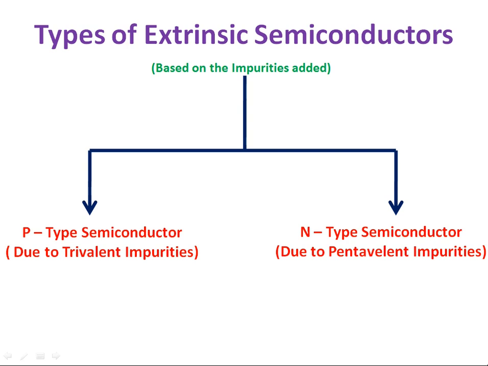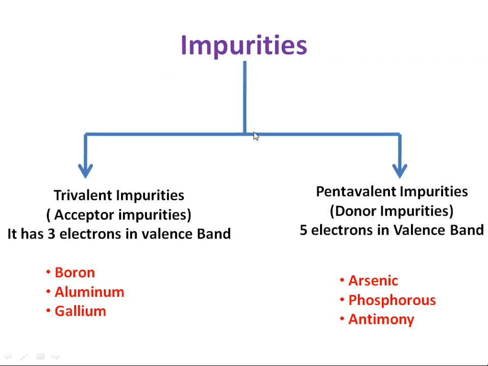These are the types of extrinsic semiconductors based on the impurities added. One is a p-type semiconductor, the second one is an n-type semiconductor. To get a p-type semiconductor, you need to add trivalent impurities to the intrinsic semiconductor. To get an n-type semiconductor, we have to add pentavalent impurities. Those impurities can be classified as trivalent and pentavalent. Trivalent is known as acceptor impurities. Pentavalent is known as donor impurities.